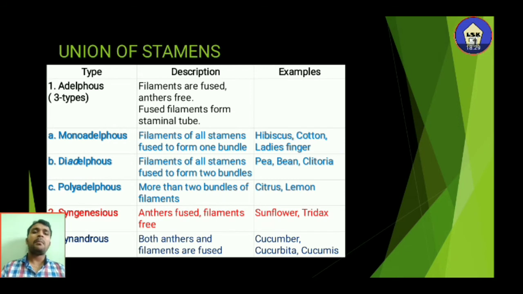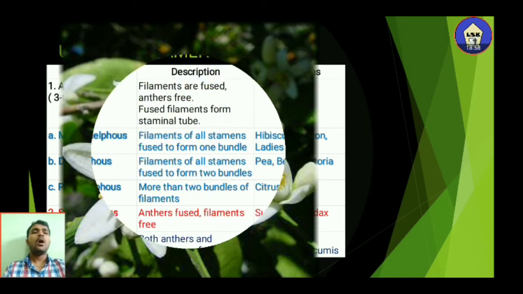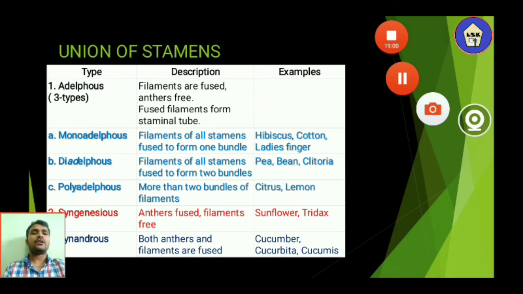And the third one is polyadelphous. So what is meant by polyadelphous? Poly means many. The filaments of all the stamens are fused in many bundles. So more than two bundles of filaments are found, commonly found in citrus as well as lemon. Here is a photograph of a citrus flower. Here the filaments of all the anthers are fused in many bundles. So this is called the polyadelphous condition.